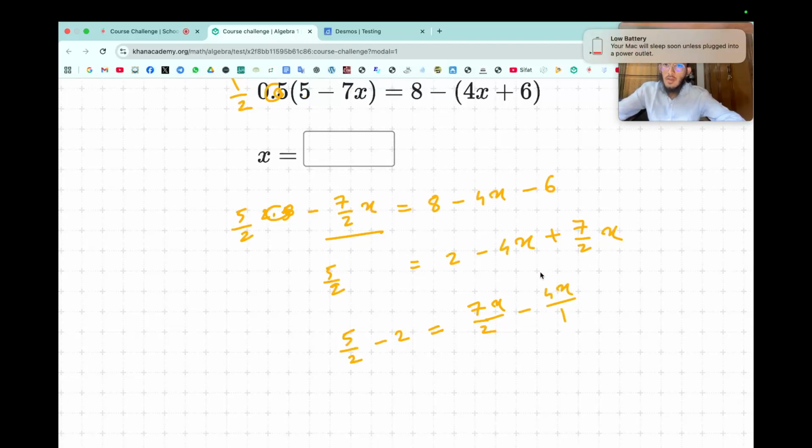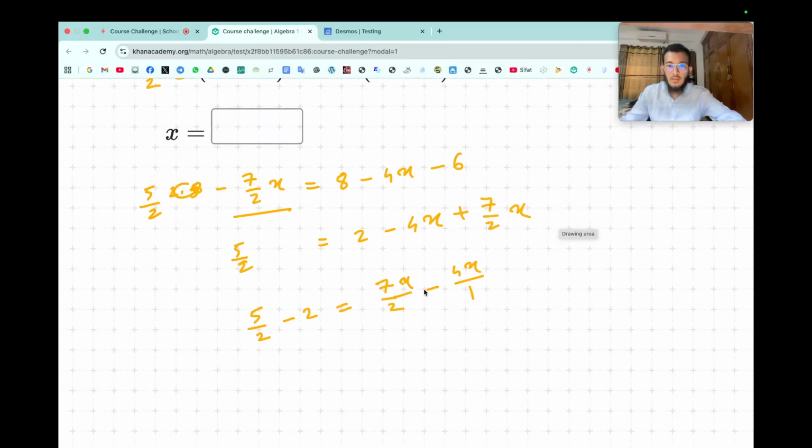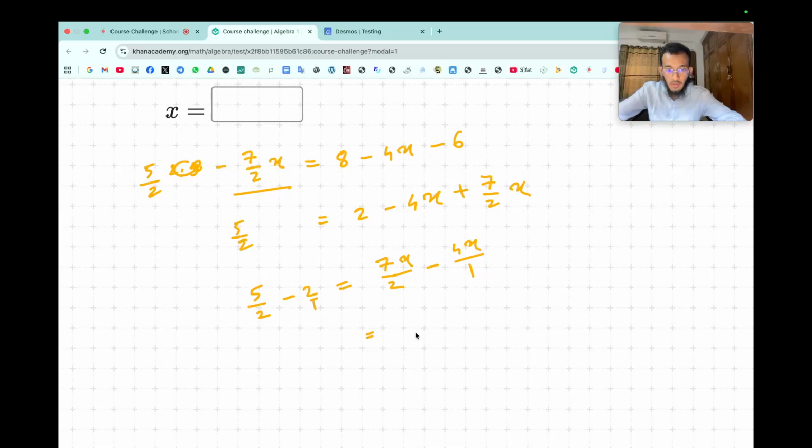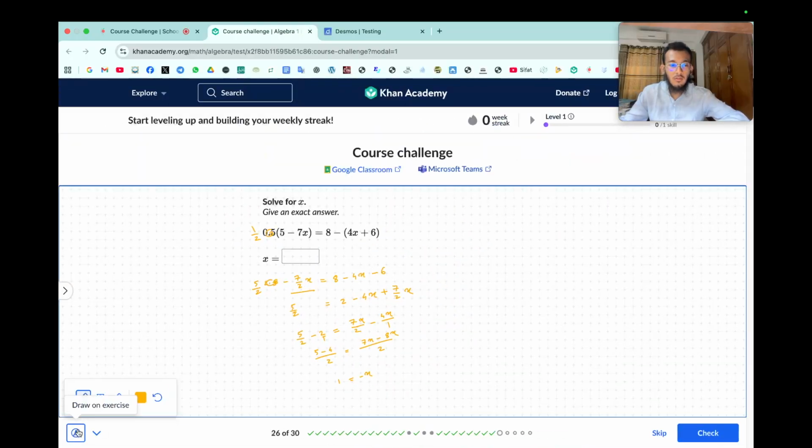7 by 2x minus 4x, and this is 2. Okay, so we have to perform LCM now. We know that LCM is 2, so 7x minus 4 times 2 is 8x, and we have LCM 2. We have 5 minus 2 times 2 is 4. Because we have 2 on both sides, we can cancel them, and we can say 5 minus 4 is 1 equals 7x minus 8x, which is negative x. So x equals negative 1.